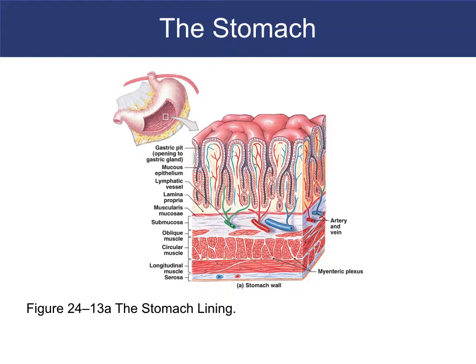And once again, the longitudinal layer is on the outside, the circular layer is on the inside, and then inside of that are these oblique muscles that you see scattered through there. Here's that muscularis mucosa, that tiny layer of muscle right at the level of the mucosa almost. This is the lamina propria coming up in each one of those in between.